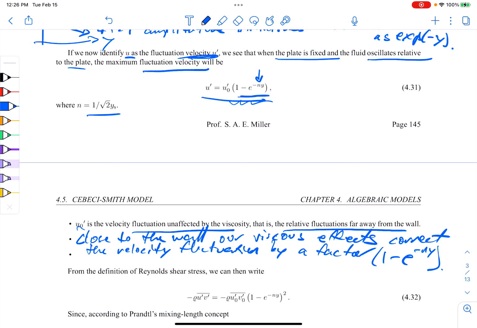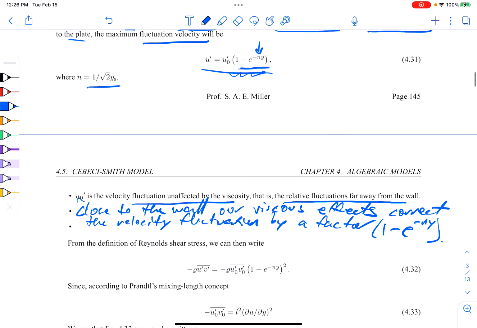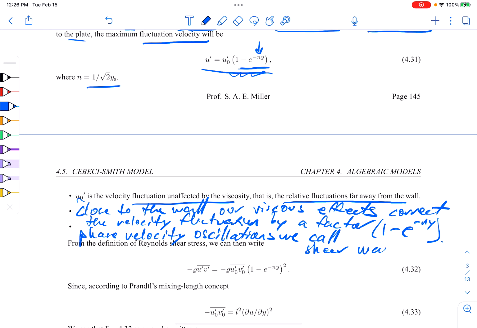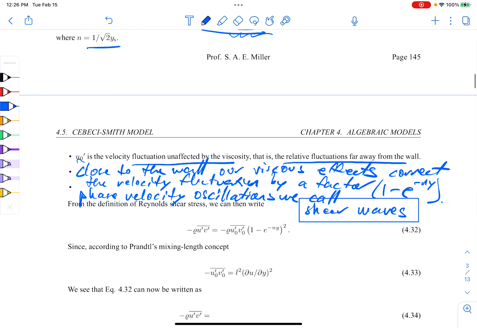So for large y, u prime goes as u naught prime, and for small y, there's a factor there, and there's sort of like a deficit between the two. And these phase velocity oscillations we call shear waves. So those are the types of waves we see from this problem.